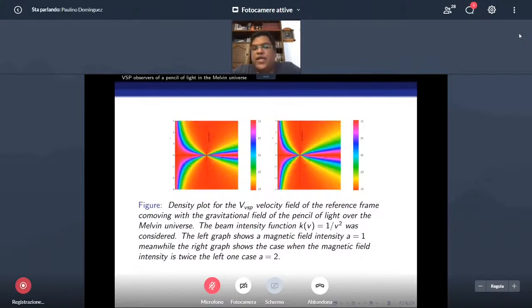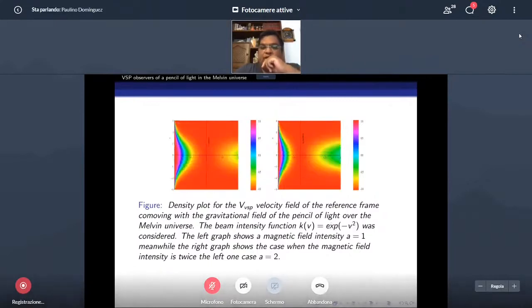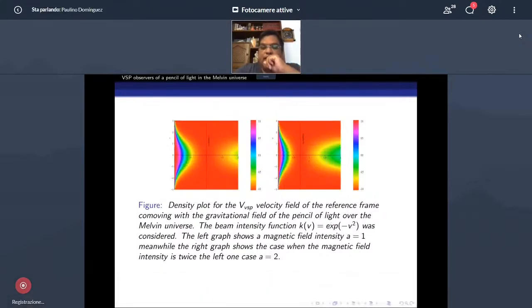So next, we have the same result for different kinds of intensity functions, k. For example, this is for k equals 1 divided by b squared. And here we have sine of b. We have different behavior. And for an exponential, we have here a pulse, a light pulse, producing this gravitational field.